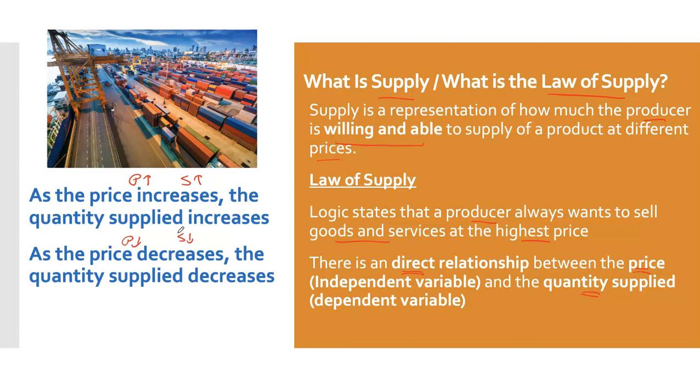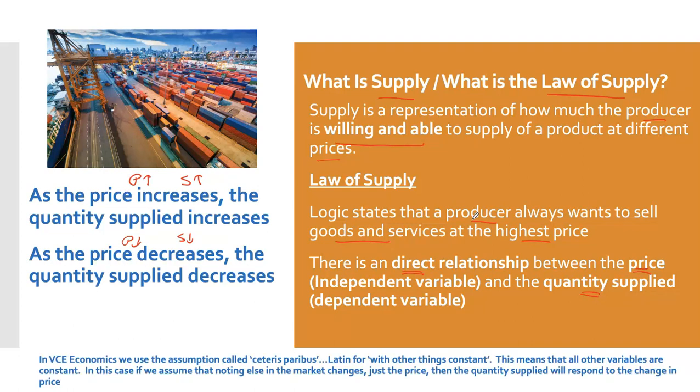Price going up, the quantity that producers will supply will go up, because they are able to sell it at a higher price. And because they want to sell them at the highest price, they're prepared to supply more as price goes up. And the opposite is true if price decreases. Now, again, I'm not going to cover this in too much detail because we talked about it in the video on demand. VCE Economics uses the assumption ceteris paribus. When we're thinking about supply and demand and price and supply, we're assuming all other variables are constant.